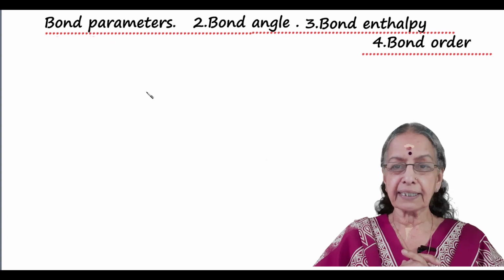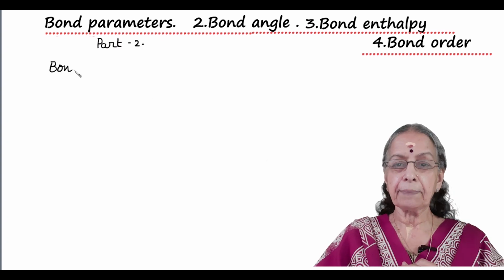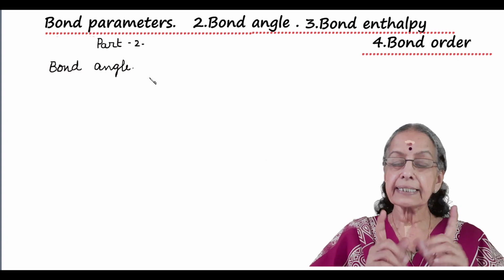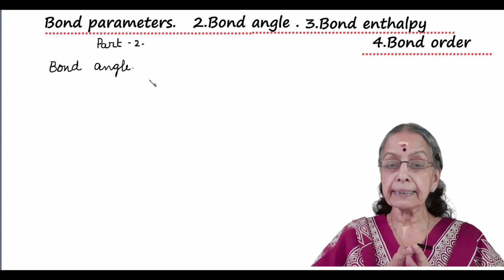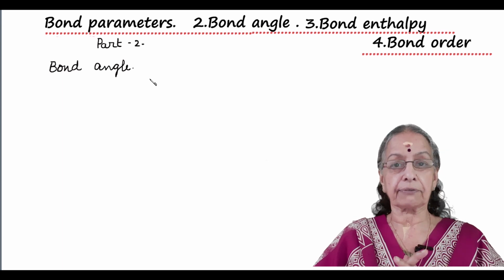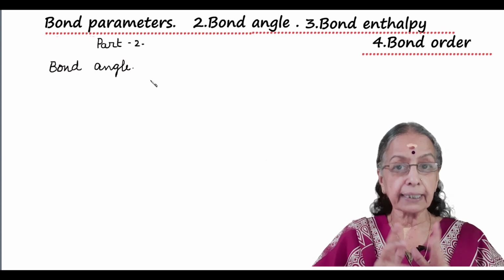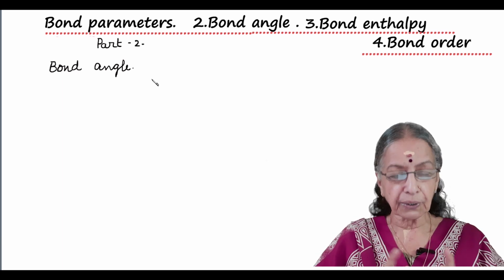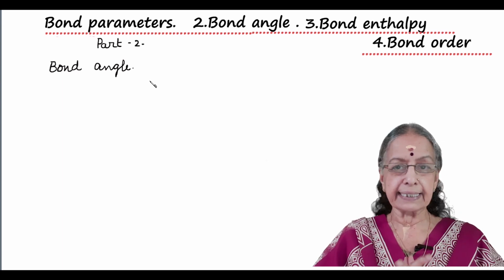Okay, now we will start the class. First we will take up bond angle. This is the second parameter. It is the angle between the orbitals bearing the shared pair of electrons or the bonded electrons around the central atom. In order to understand this, I will give one example.